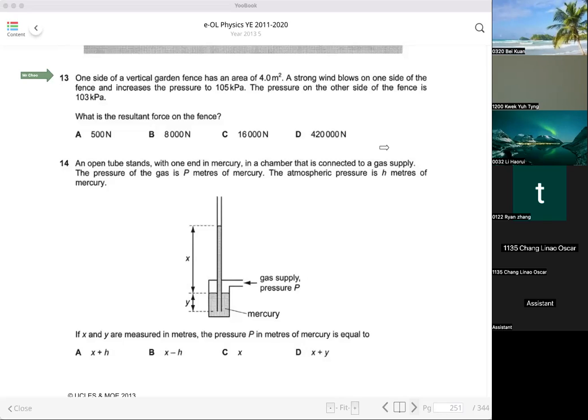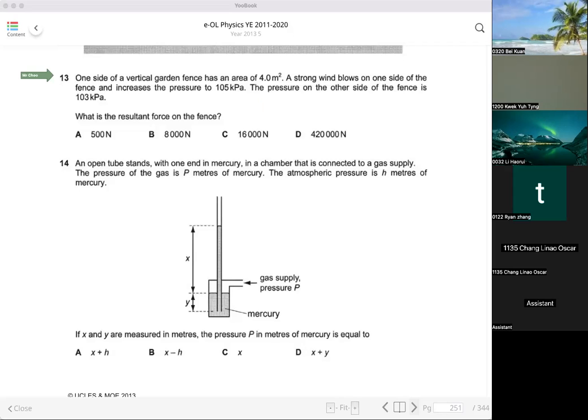Okay, Yuting, can you try again? Huai Xing, well done. Haori, well done. Ryan, well done. Oscar, well done. Bei Kwan, try again. Okay, Bei Kwan, try again.